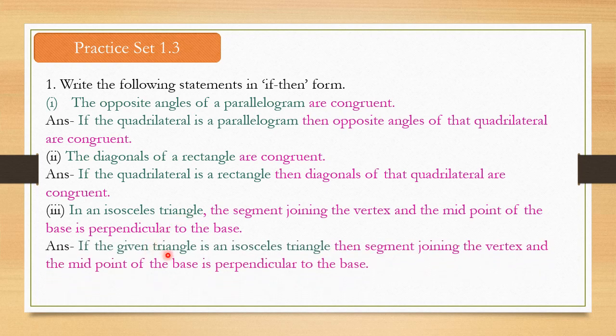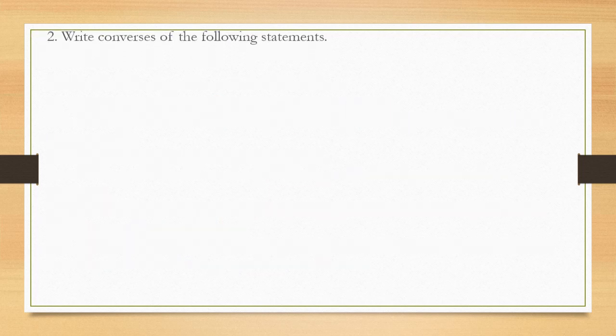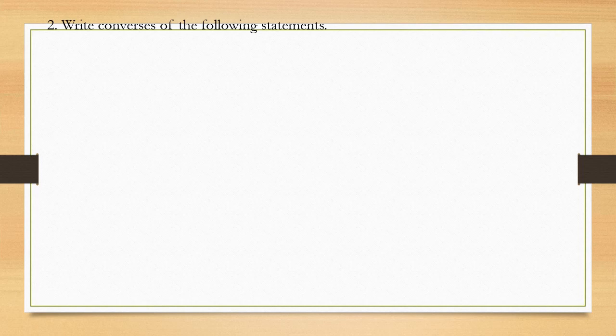So write down, if the given triangle is an isosceles triangle. Here it is specifically mentioned that it should be an isosceles triangle. There should not be a right angle triangle or scalene triangle. So if the given triangle is an isosceles triangle, then and only then the segment joining the vertex and the midpoint of the base is perpendicular to the base. So these were the three questions from practice set 1.3 where we had to convert a normal statement into if-then form. Students, now let us solve the second question from practice set 1.3.